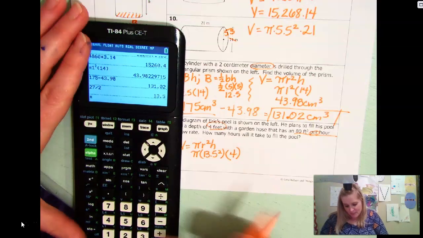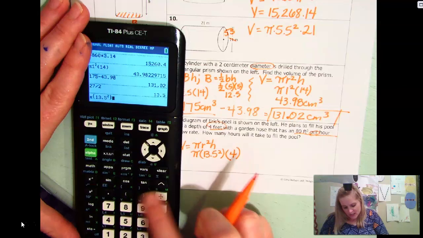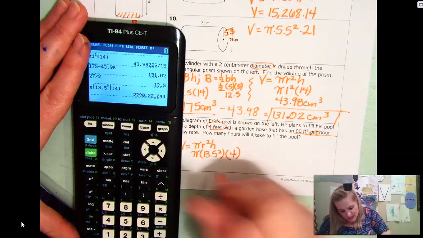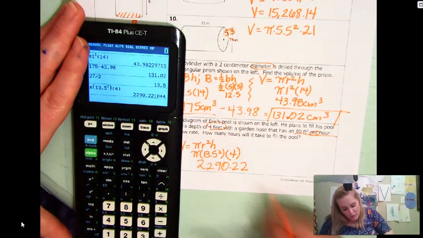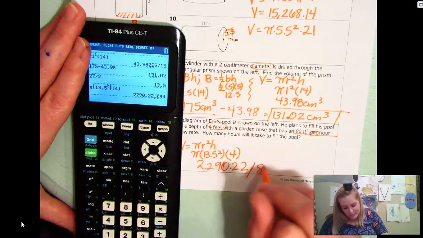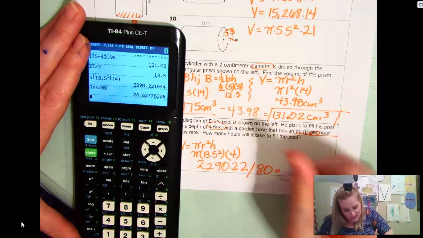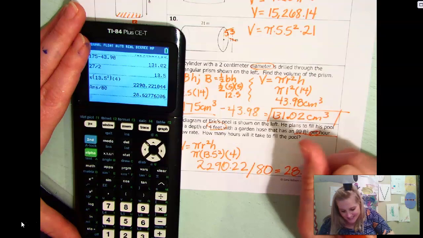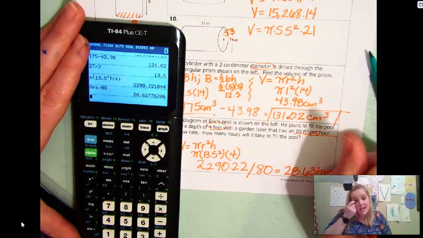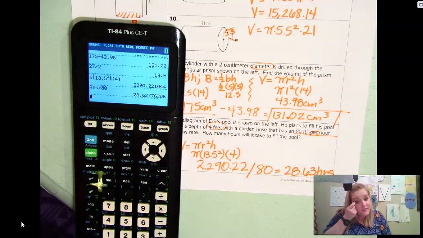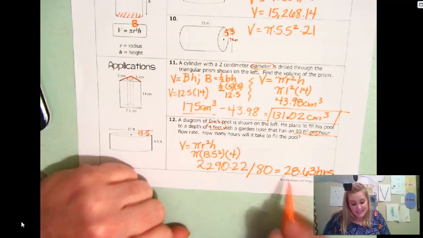So I'm going to type that in my calculator. Pi times 13.5 squared times 4, which is, this is how much volume we need. Well, then we're going to divide it by the 80 because that's how much our water hose can do per hour. So that's 28.63 hours. So it's almost going to take over a day to fill that swimming pool up. Okay? That's it. That's volume.